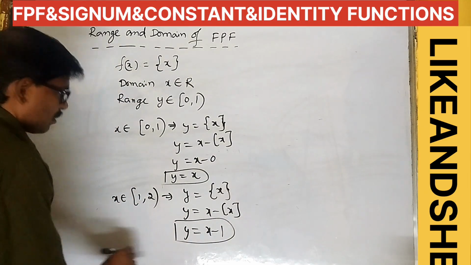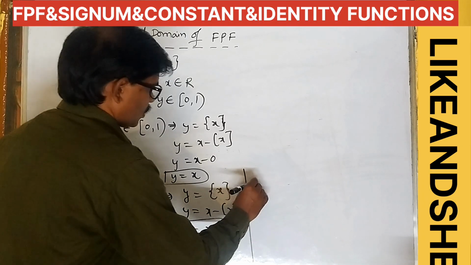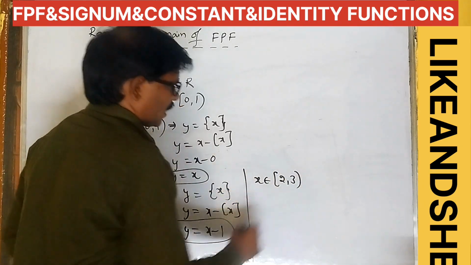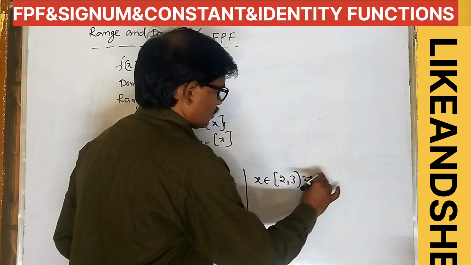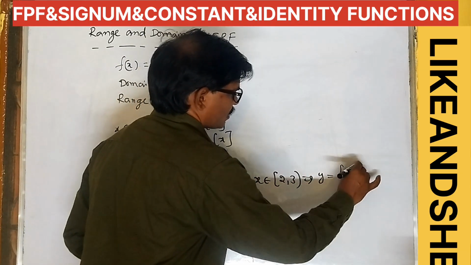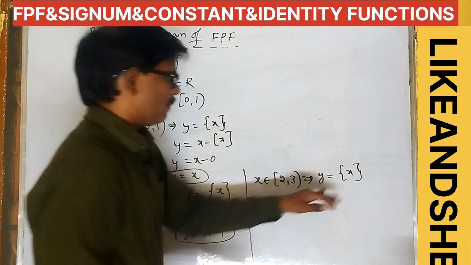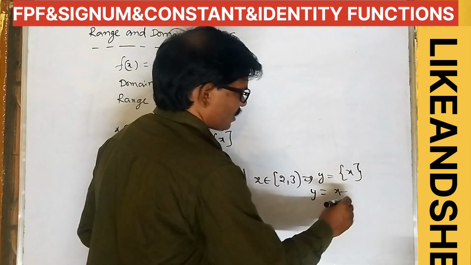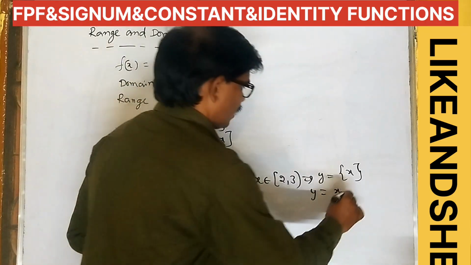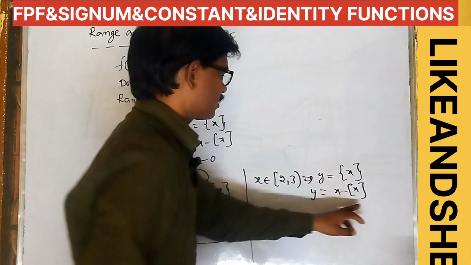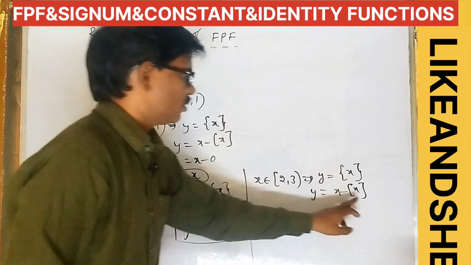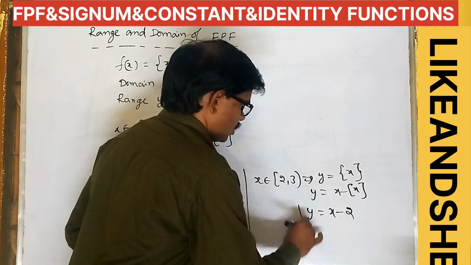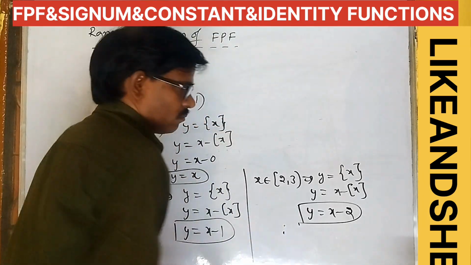Next, another one. x belongs to the interval 2 to 3, with 3 open. That implies y is equal to the fractional part of x, which is x minus step x. What is the step x in this one? Step x is equal to 2. So y is equal to x minus 2. This is one equation, and like that so on.